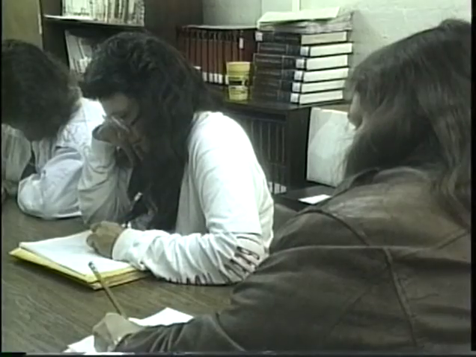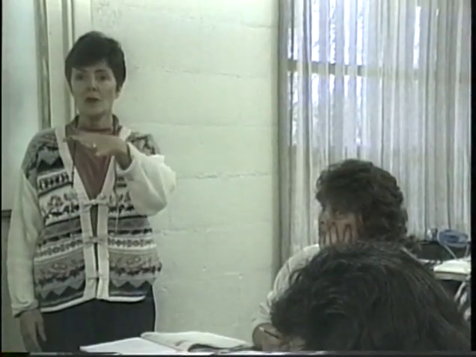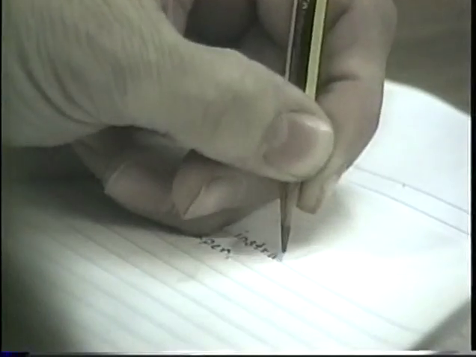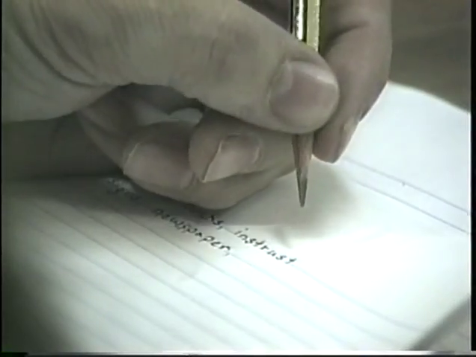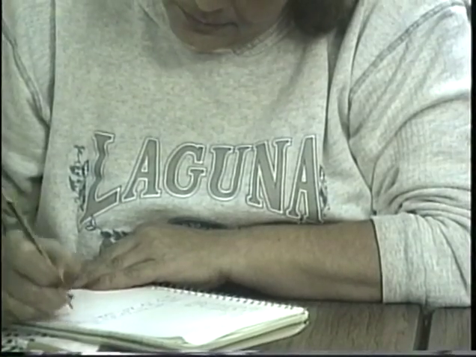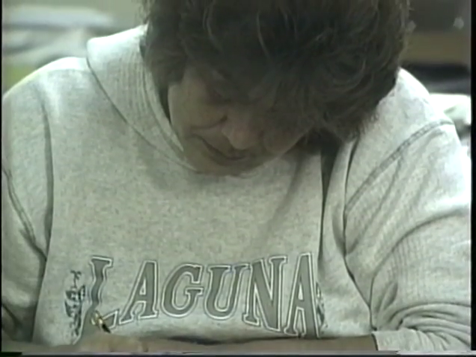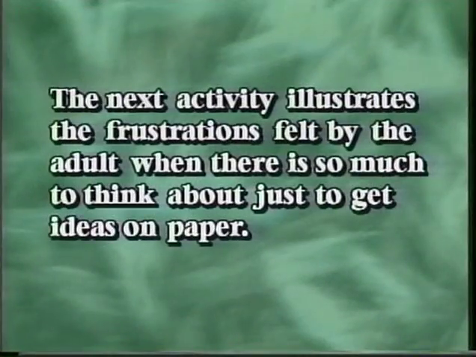To many adults, writing consists of knowing proper grammar. Often, teachers feel that way also. They think any material using incorrect grammar, punctuation, and spelling is not valid. However, for the beginning or inexperienced writers, these conventions provide only discouragement to the act of putting thoughts on paper. The next activity illustrates the frustrations felt by the adult when there is so much to think about just to get ideas on paper. We will pretend for a few moments.